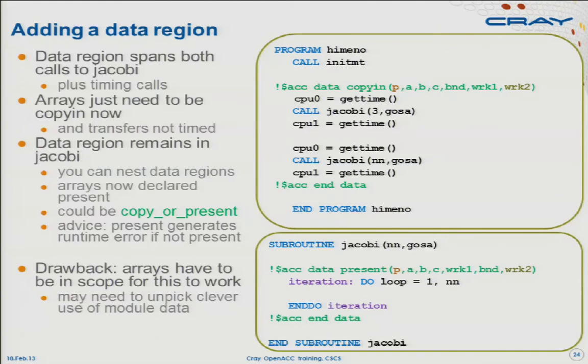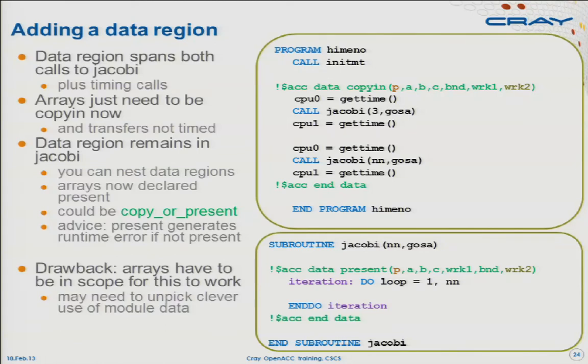So in the main program, I'm going to put a data region in here that's going to span the initialization call and the performance call to Jacobi. And here, the data is only going to move at the boundaries of this. So now we're really just timing GPU compute, not PCI bandwidth.